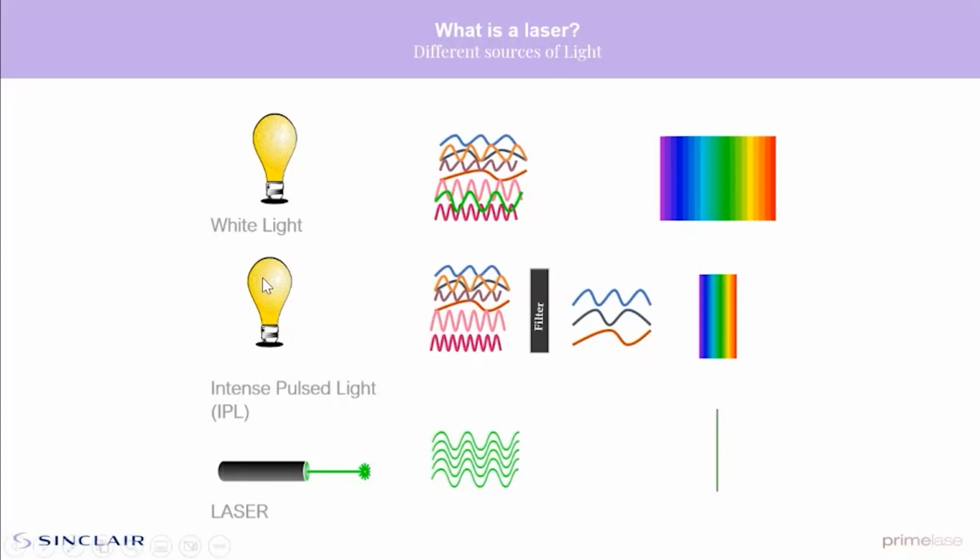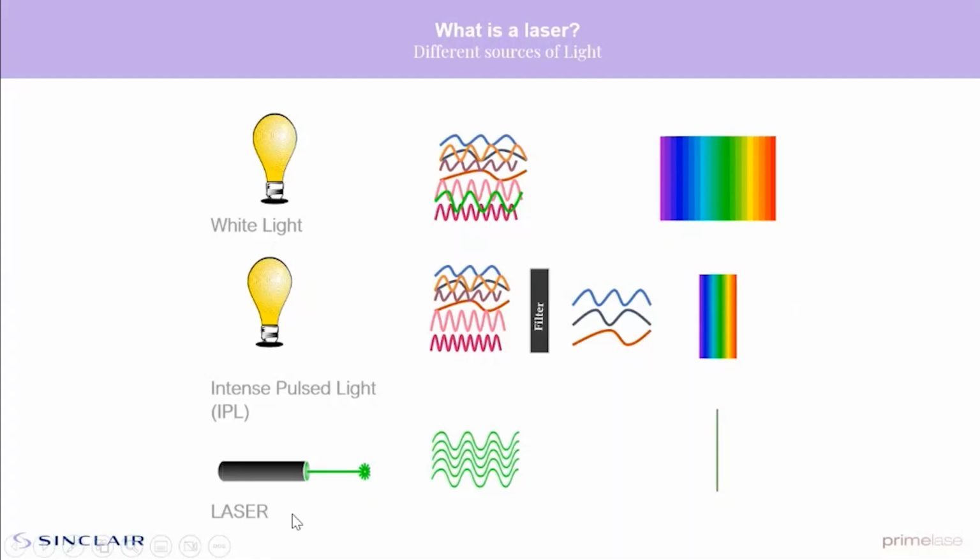There is also the IPL, which means intense pulsed light, which is again white light. So it contains all the wavelengths, but we are applying a filter. We only allow the wavelengths that are interesting for us to cross over. So we will just see some specific colors, or we will be treating specific chromophores.